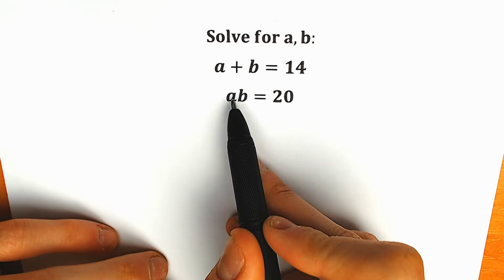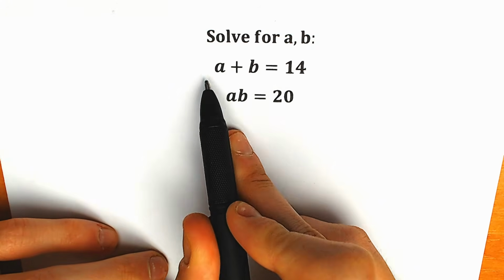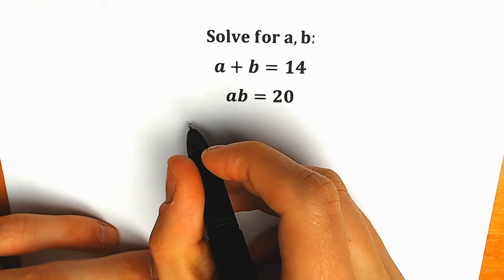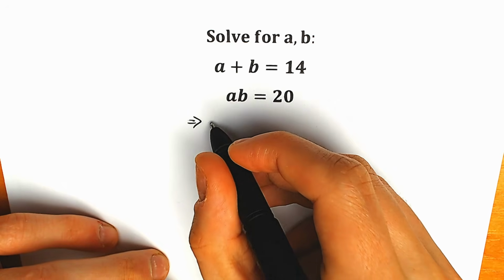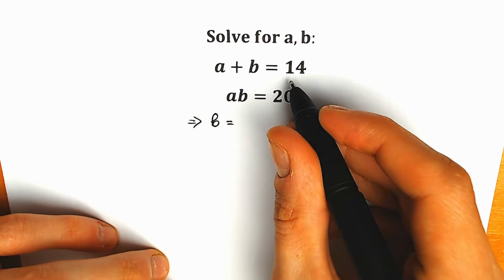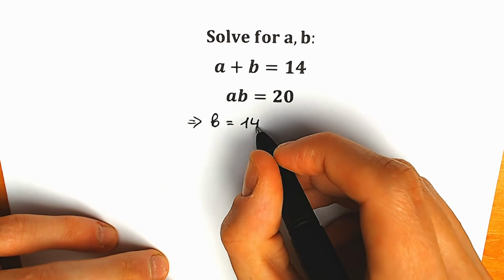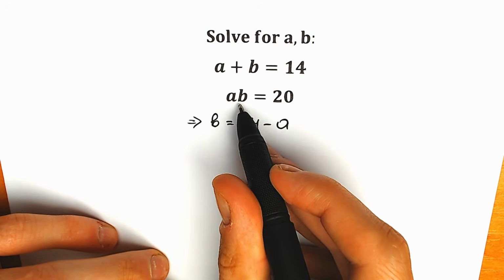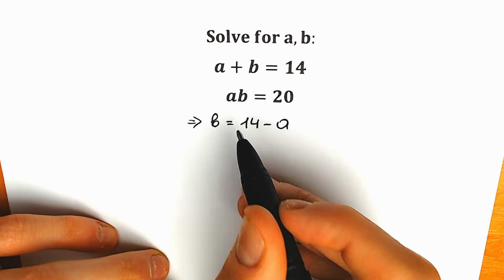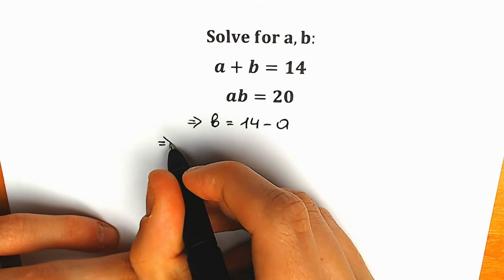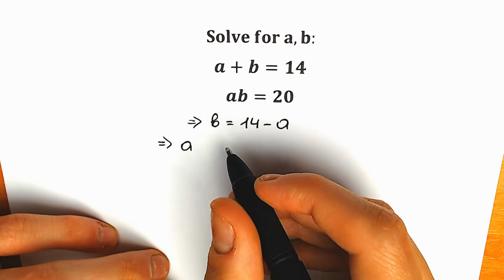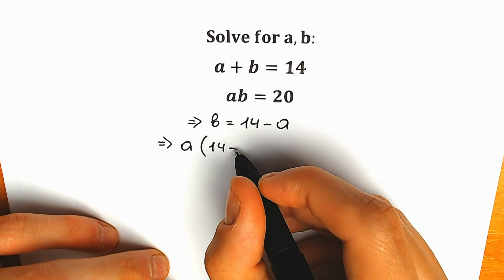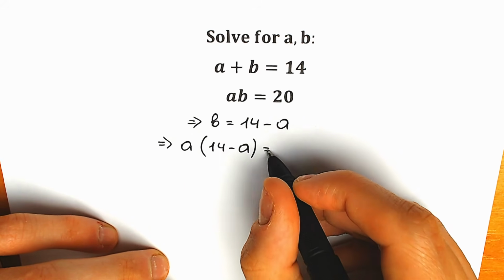First of all, we have two equations, and I want to look closely at this first equation. Let's express our b from the first equation. So this is our first step. From the first equation, b equals 14 minus a. And right now let's plug in 14 minus a instead of this b in the second equation. So we have a times (14 minus a) equals 20.